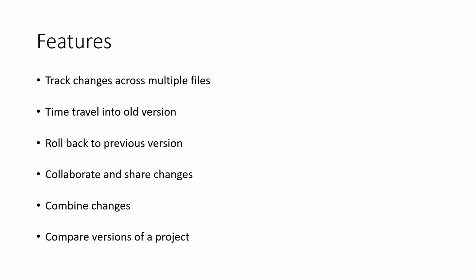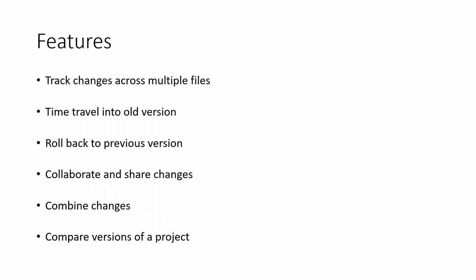So we are changing something inside the folder, but Git has the capability to track the changes. Last Friday, what changes I made in the same file, and next Friday, what other changes. That kind of change tracking can be done across multiple files, with time travel into older versions. If I made some mistakes in my current version deployment, I can quickly jump to the previous one. So time travel is there in Git. I can roll back to the previous version.